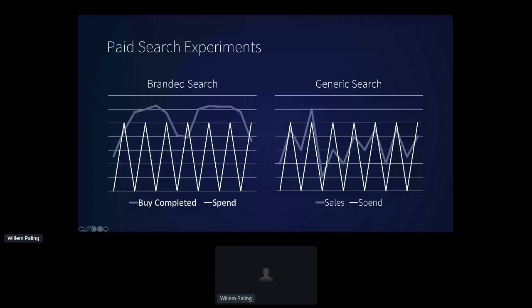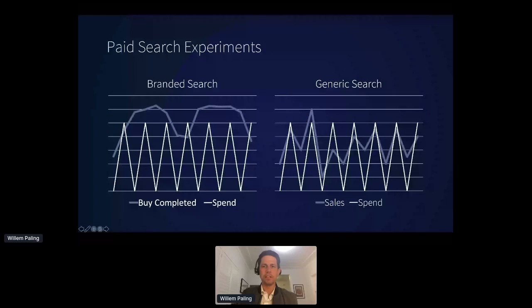So the white line is our spend, the blue line is our sales, and you see there's no correlation between the spend and the sales. Where we see a different pattern is generic search, so that's where somebody searches for car insurance, for example, and we put an ad in front of them. It moves up and down with the spend.